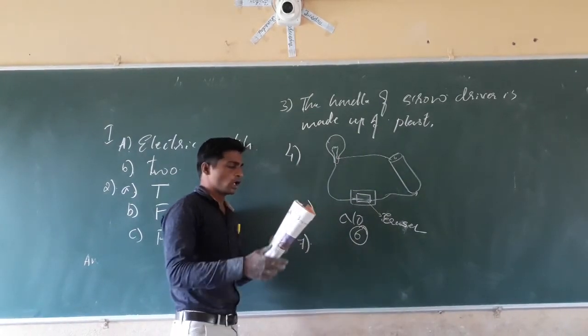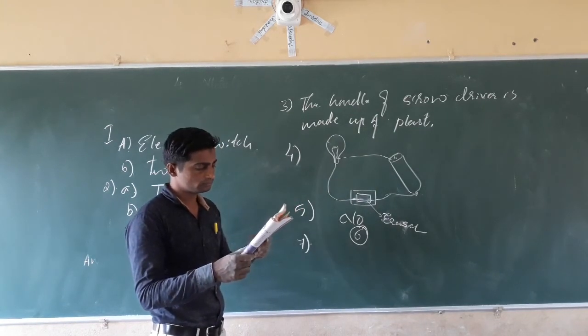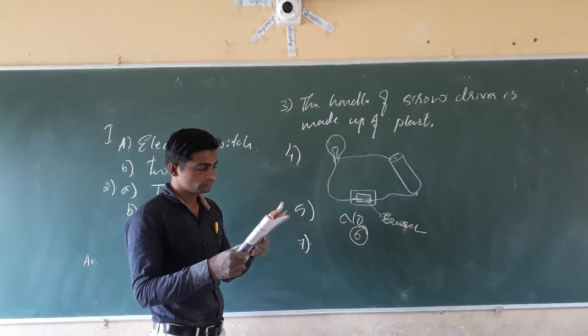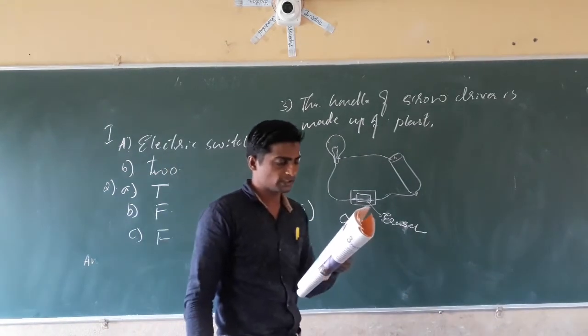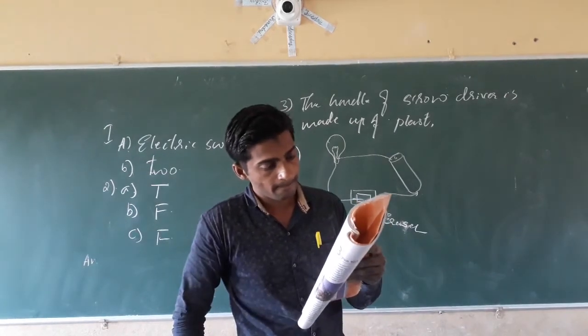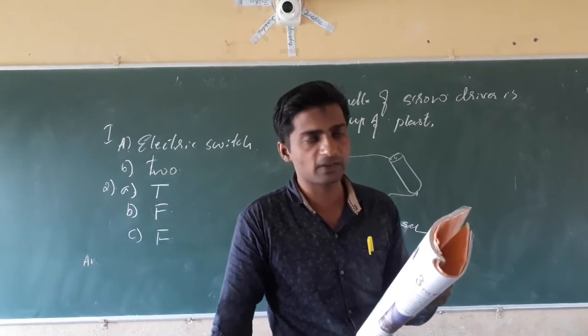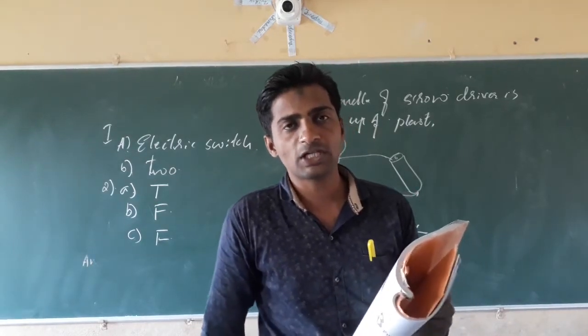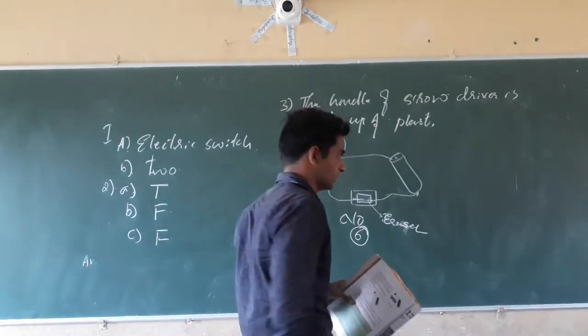Would the bulb glow in the circuit shown in figure 12.15? Yes. Would the bulb glow? The circuit is complete. There the bulb will glow if we connect the two terminals of the wire to the battery, the dry cell. Yes.